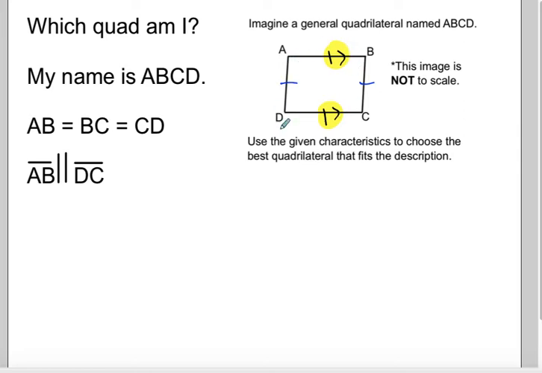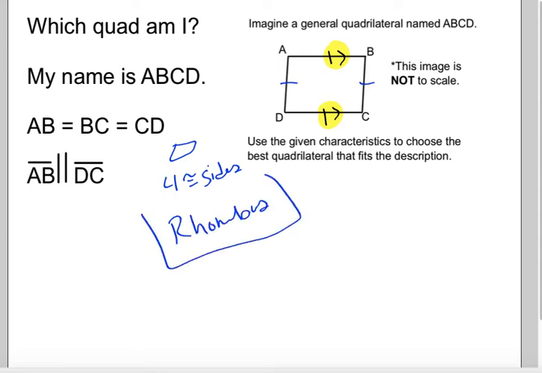And now we know that all 4 sides are congruent. So we know we have a parallelogram with 4 congruent sides. This means we have a rhombus. And this shape's best name would be rhombus.